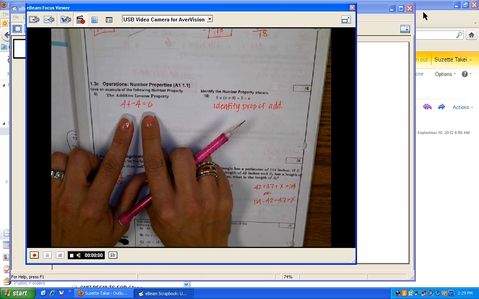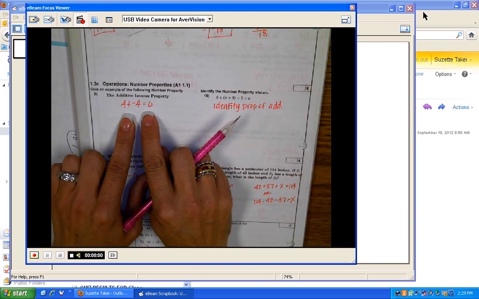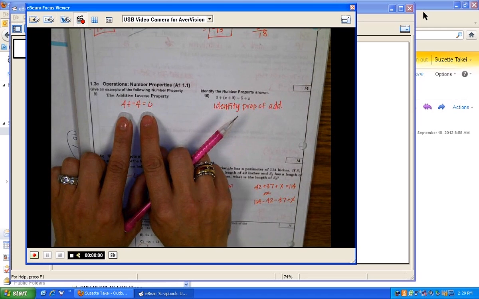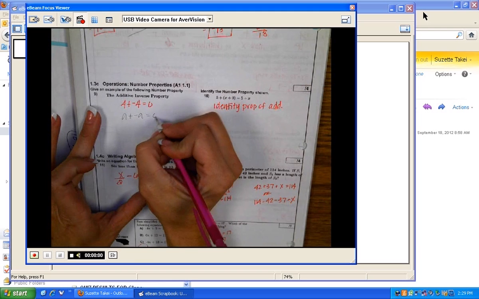The additive inverse property. This is what I was looking for. Some of you showed it to me in a complex problem. I didn't really want that. I just want a basic sample. Okay, you could have even done a plus -a equals 0.